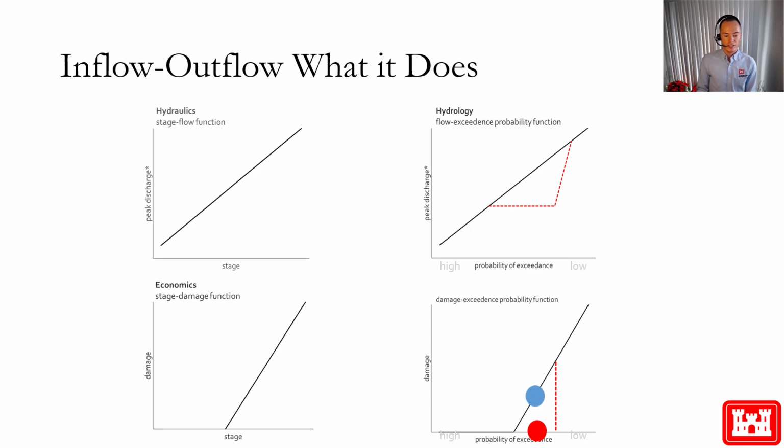And the effect of this is the reduction in damage, and we can see the reduction in damage as given by the difference in damage for a given probability of exceedance. You can see that on the plot by the difference between the two points, the red point and the blue point.